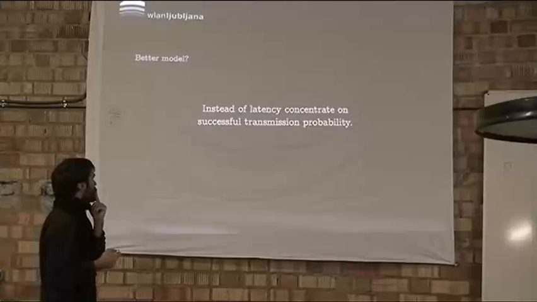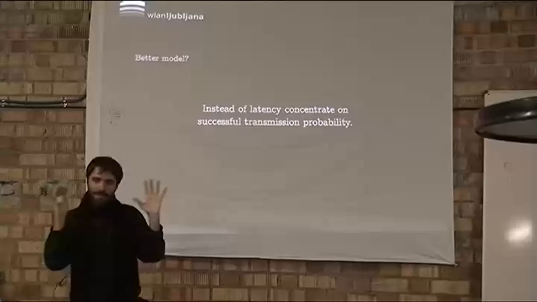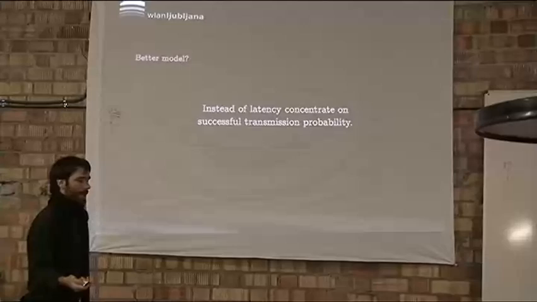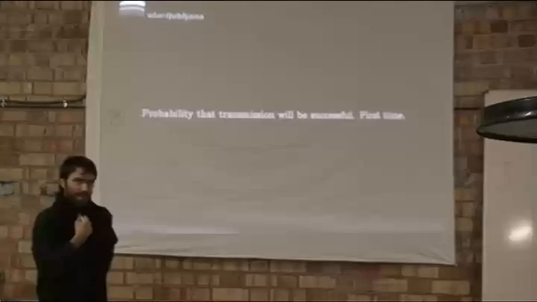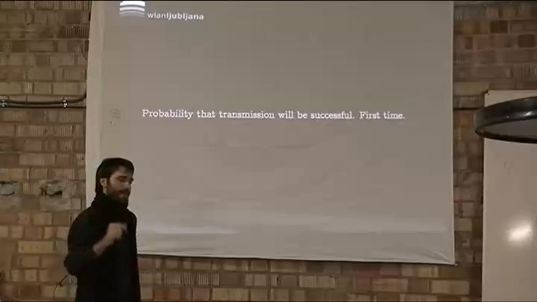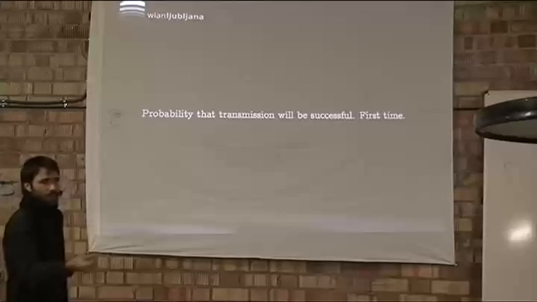So instead of latency, let's ask, in theory, mentally, for the discussion and for developing the metric, let's start concentrating on the probability. How to increase the probability of getting through is the question. What I set as my goal is to make the probability that transmission will be successful the first time highest. Not that it will be the best three times, but that the first time is highest. It is of course combined, so if it works the first time, probably it will also work the second time, and so on.